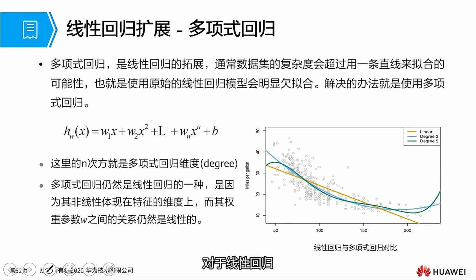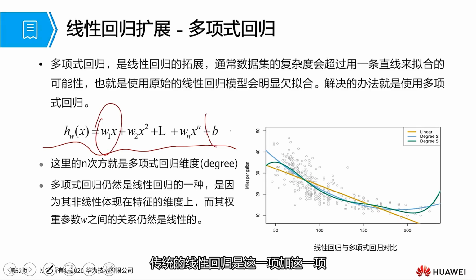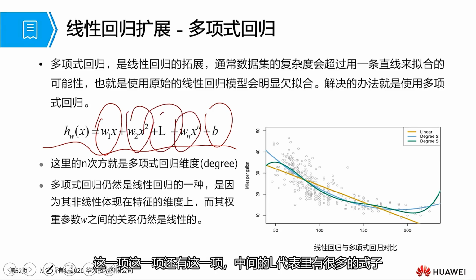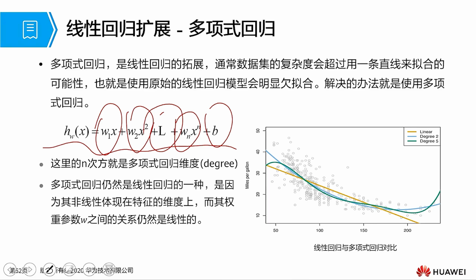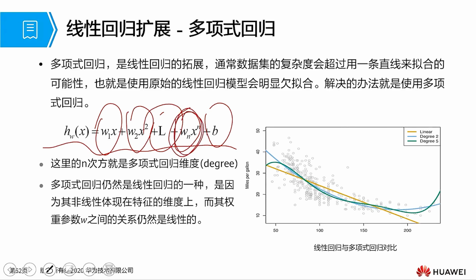For linear regression, we have an extended content: polynomial regression. One can find a clue from the mathematical formulas. Traditional linear regression adds this item to that item. Polynomial linear regression has additional terms, this item and this item. In the middle, the ellipsis represents a lot of expressions. Polynomial linear regression's biggest feature is the presence of this x to the power of n term.